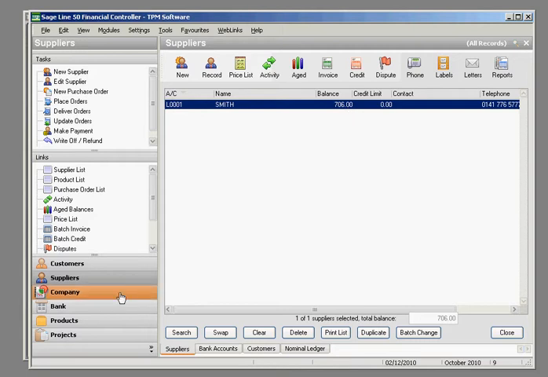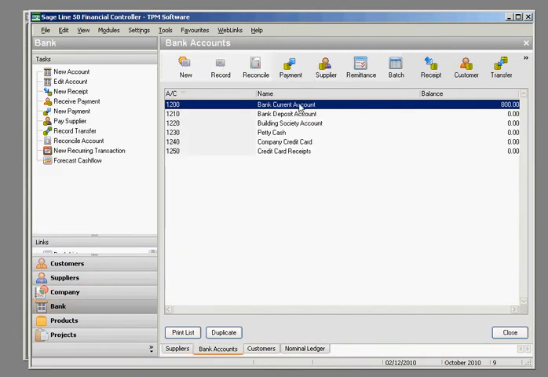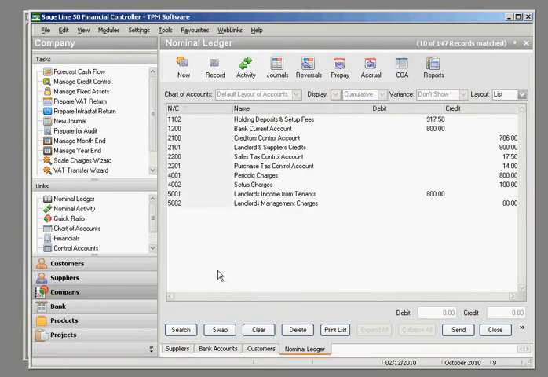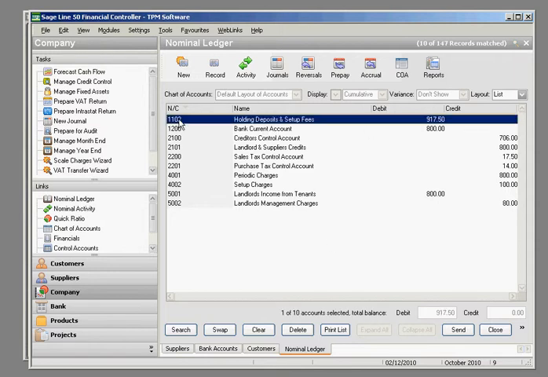And we go to bank. We know that bank current account is like that because we received £800 from Joe for the periodic charge. So all being well, we'll look at the company accounts now, which is where I want to take you. Looking at the company accounts, we start at code 1102, which is the holding deposit and the setup fees.